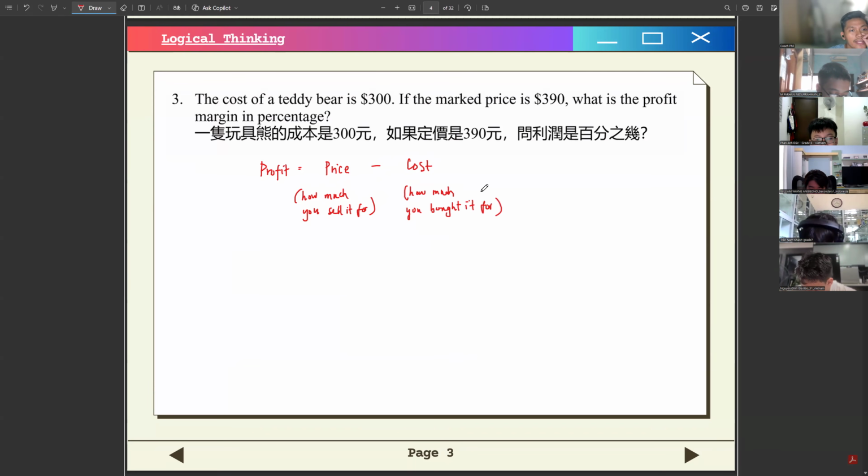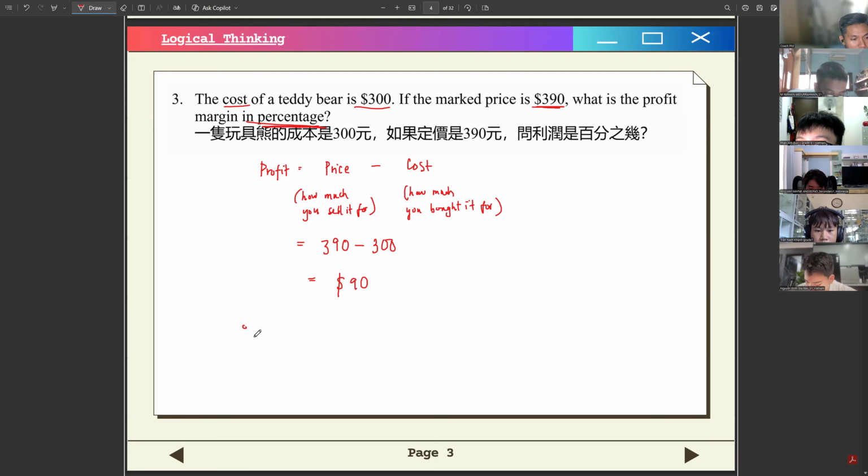Okay. So take note, we have the cost here, which is 300 dollars. The selling price, the market price, is 390 dollars. So that means our profit is just 390 minus 300. So that's equal to $90. But the question here is not the value in dollars. It's the profit margin in percentage.